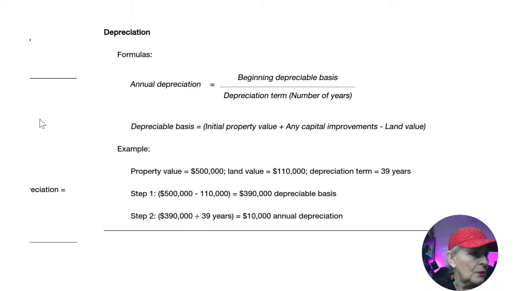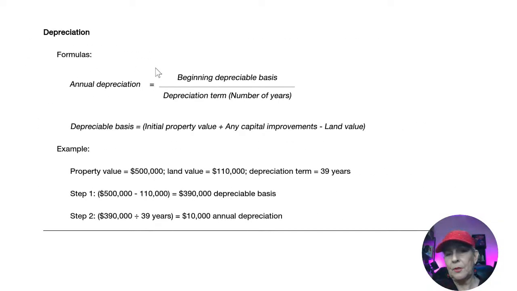Okay, so now depreciation formulas. So an annual depreciation equals the beginning depreciable basis. So when we purchase a property, we purchase it at a beginning basis. That's before doing any improvements. So we have a basis, okay, the bottom, divided by depreciation term, number of years. So how many years does the government allow to depreciate that for taxes, for a tax write-off? That's the advantage of owning property.